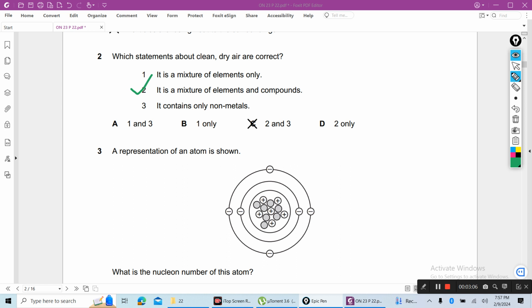Statement 3: it contains only non-metals. Nitrogen and oxygen are non-metals. Why is 1 wrong? It is a mixture of elements only. No, it also contains compounds. So this 1 is the wrong answer.